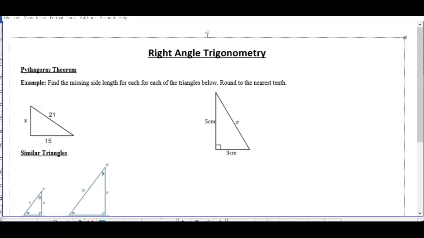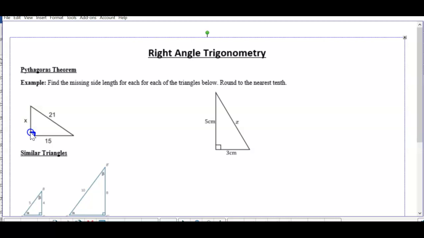In the first part here, it says, find the missing side for each of the triangles below, round to the nearest tenth. Taking a look at this, we need to enter a bit of information because we did not put a 90-degree symbol in there. So just be aware of that. That is a 90-degree triangle.